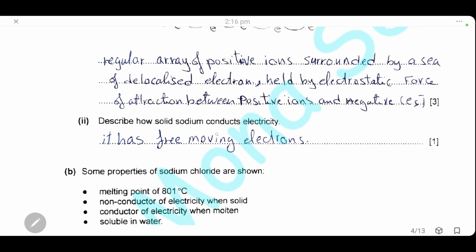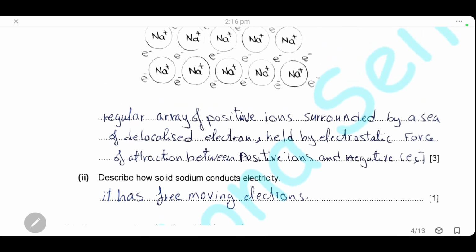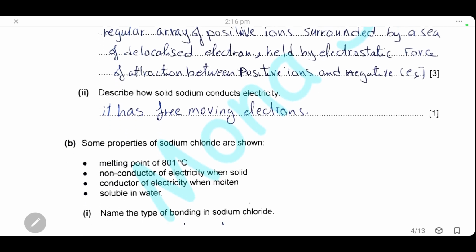Describe how solid sodium conducts electricity. Sodium is a metal, so it will conduct electricity due to the presence of free moving, or free delocalized, electrons.